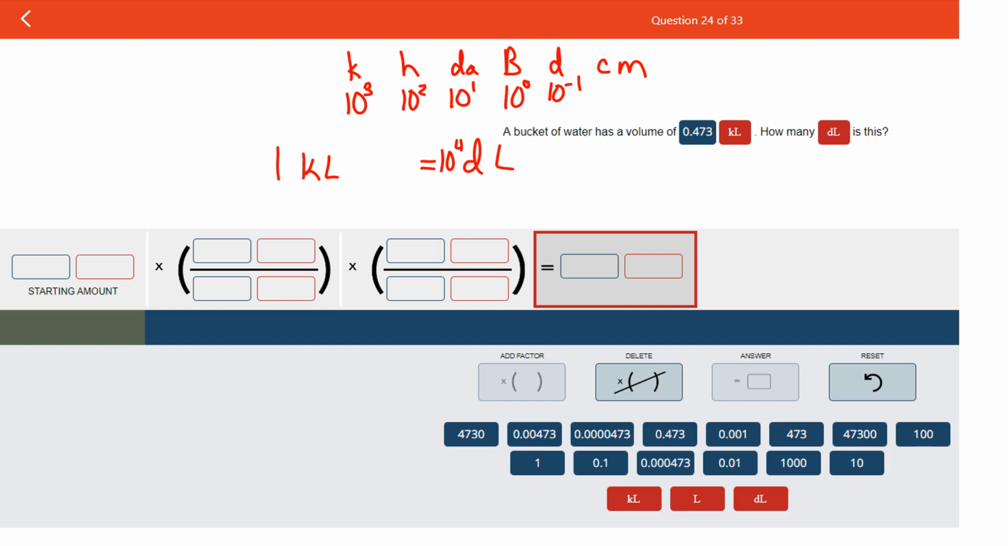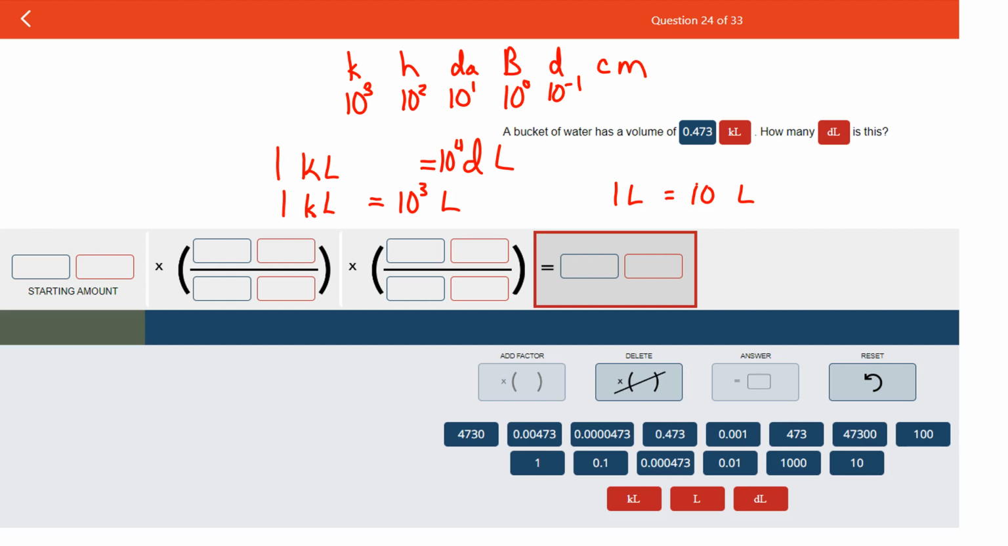So I look down here, I don't have an equivalent to 10,000 anywhere on there. So what I have to do is find out what equivalents I do have. I do have 1,000, so that would represent 1 kiloliter to 1 liter, and that would be 10 to the third, which is 1,000. And then I also have a 10, so I can go 1 liter equals 10 deciliters, or 10 to the first deciliters. All right, which is that.